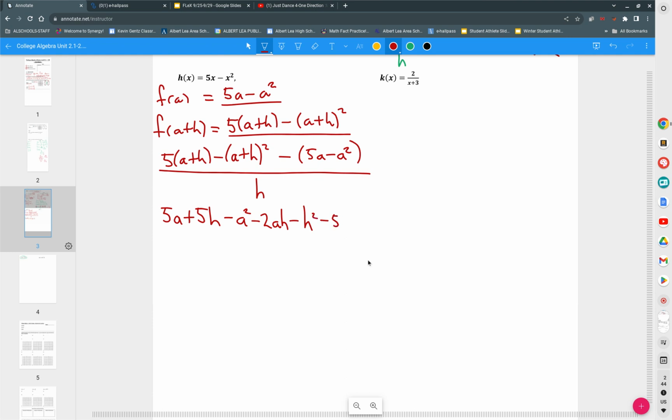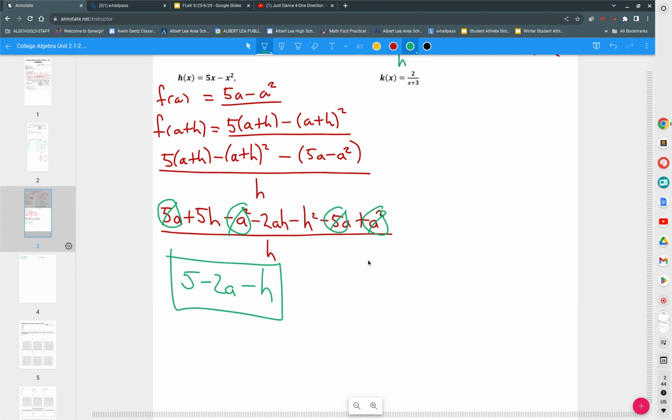Minus 5a. And plus a squared. All divided by h. And it holds true every time. That's kind of the neat thing about this, is that if it doesn't have an h, it should cancel. The positive 5a and the negative 5a reduce. The negative a squared and the positive a squared reduce. Every term that's left has an h. If you divide it out, we get 5 minus 2a minus h. And that is our result. Every time it should work out like that.